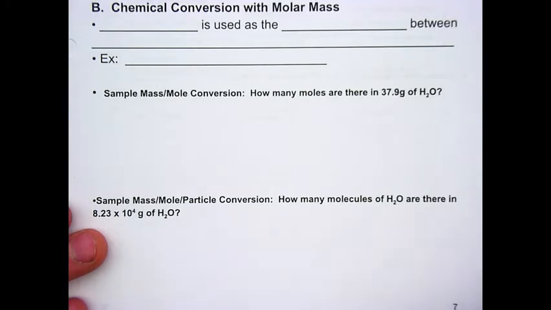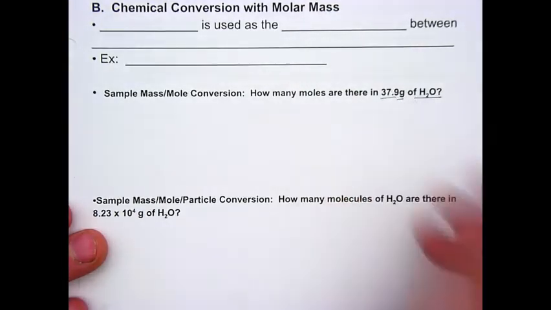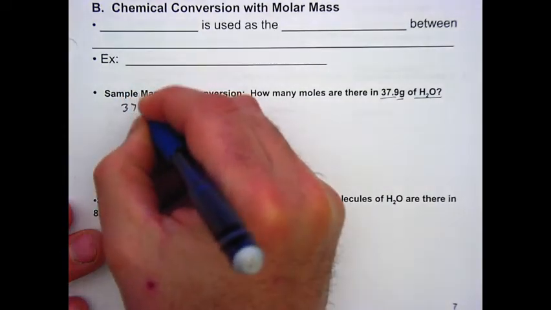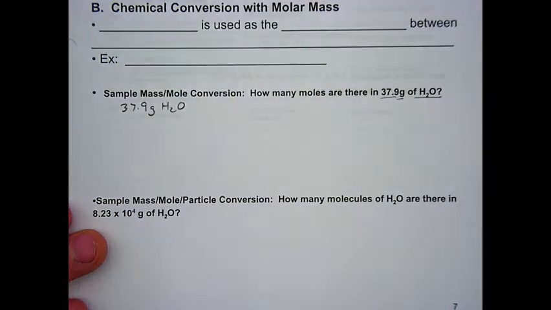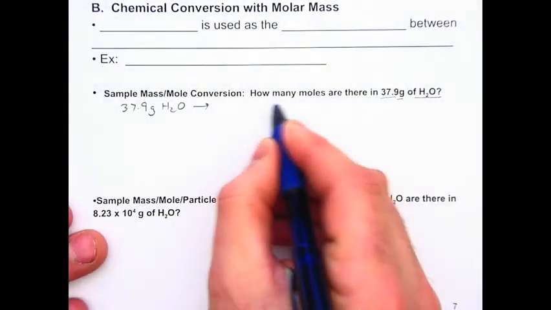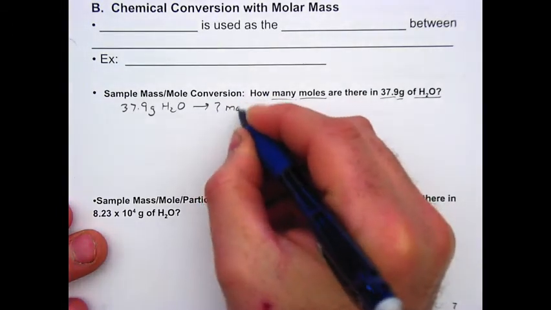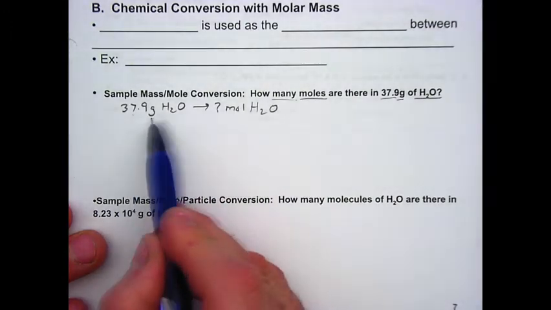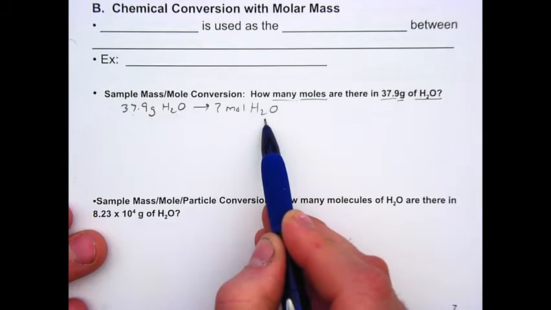As always, you need to start off by saying what is your starting point and what is your end point. The number, unit, and identity provided, in this case 37.9 grams of H2O, is my starting point, and the question is, how many moles of water there are? Again, number, unit, identity, unknown number, unit, identity.